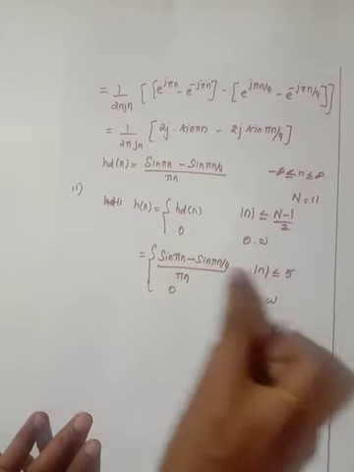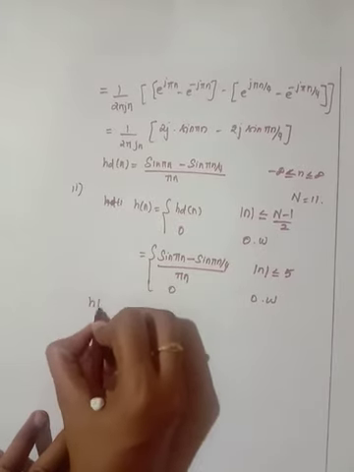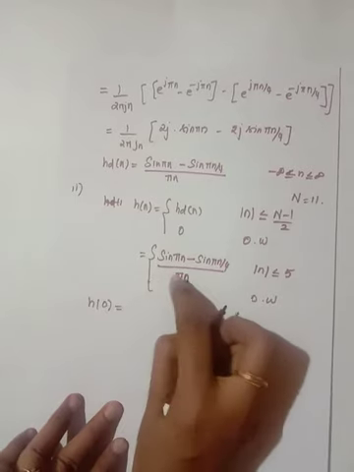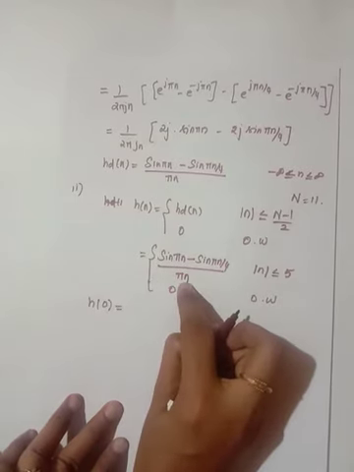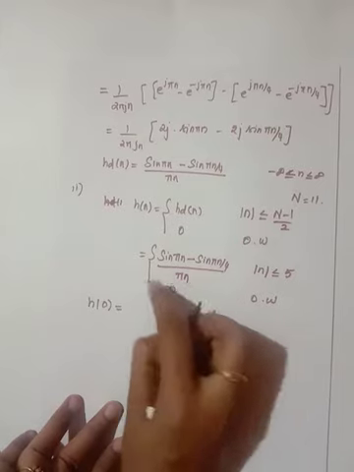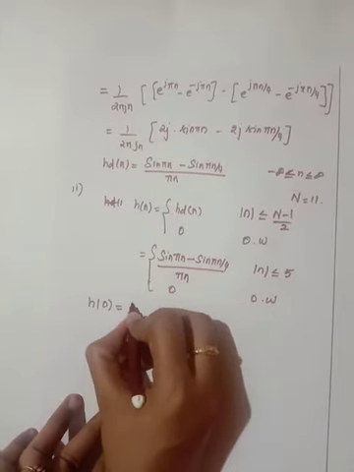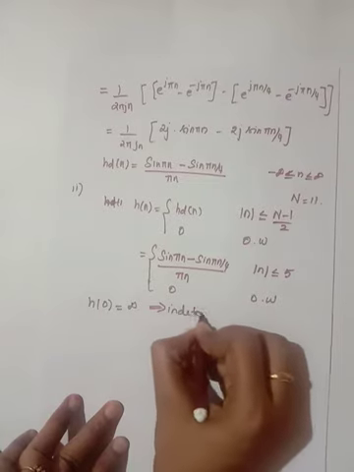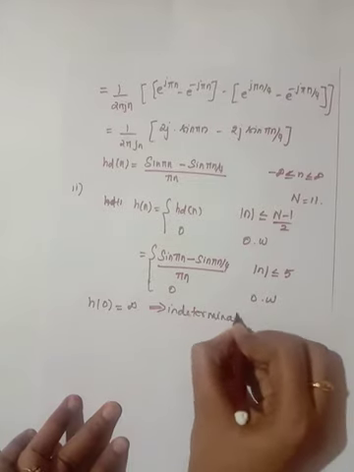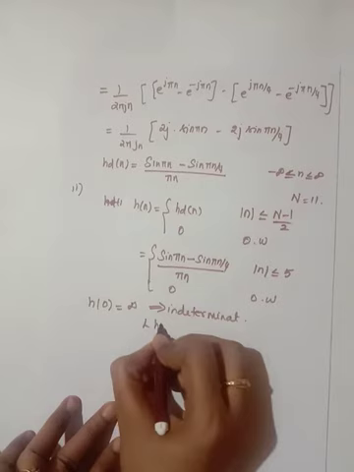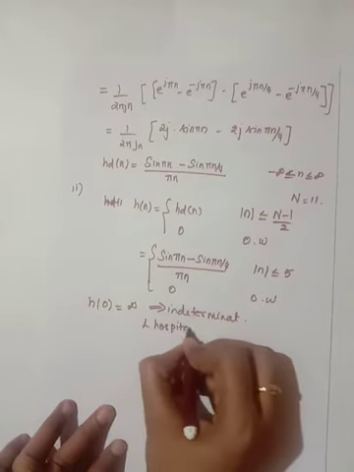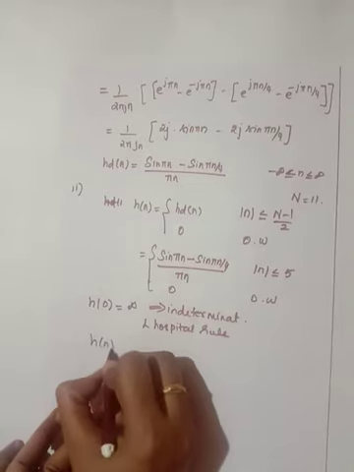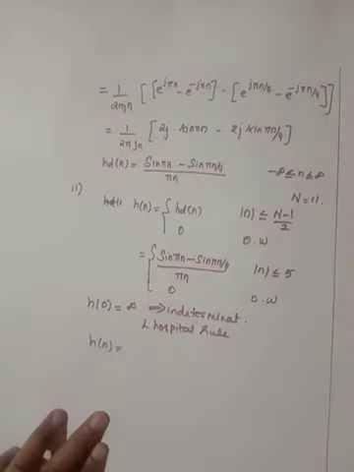Now by substituting different values for n, first I am substituting h of 0. When you substitute, h of 0 becomes indeterminate, right? It becomes infinity. So indeterminate. So we need to apply L'Hospital rule. Yes. So what is L'Hospital rule? Just differentiating the numerator term and denominator term separately.